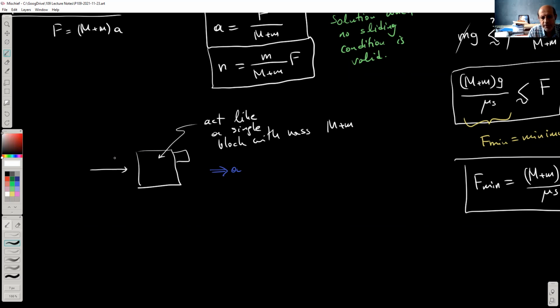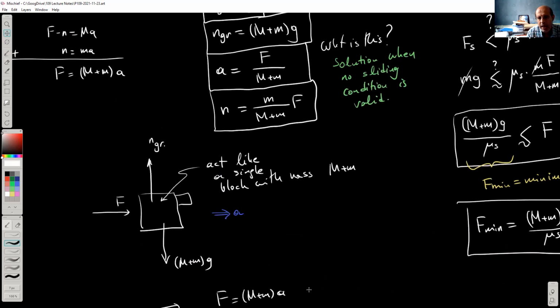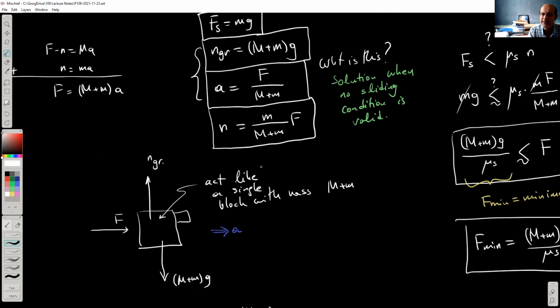So that means there's a force applied along that direction. And there are also these forces in the vertical direction. So we have the weight force, and then we have the force applied by the ground. From here, we can easily see that F is equal to the total mass times the acceleration. Therefore, acceleration can be found in terms of the mass like that. And the normal force applied by the ground is equal to m plus m times g. I mean, you could have found these two results by using this kind of an argument as well.